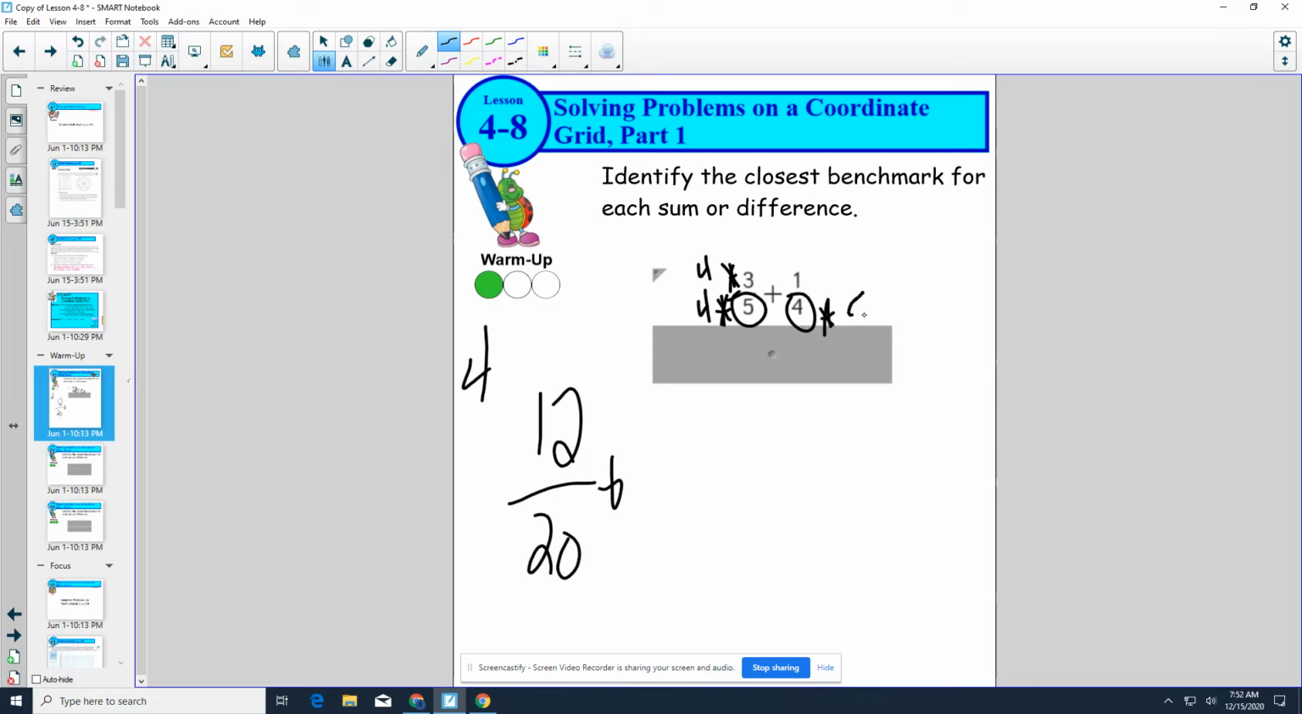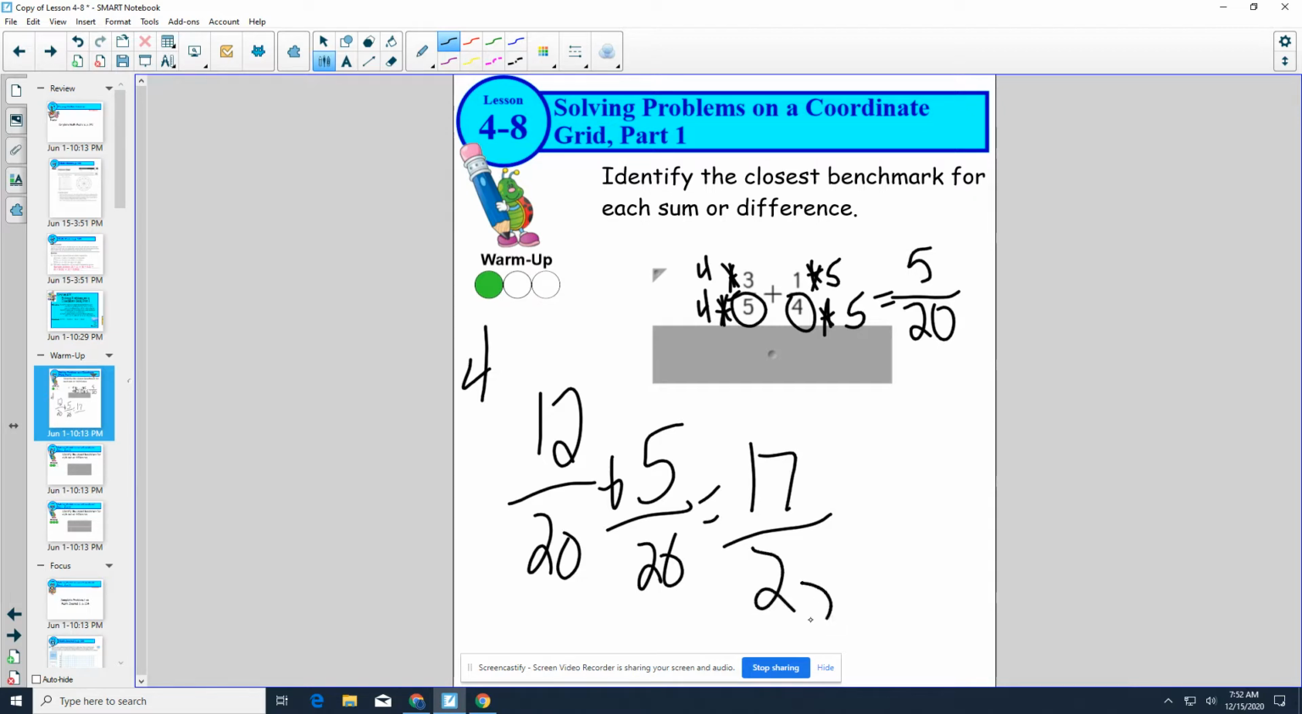And then over here, I want to do the same thing. I want a denominator of 20. So I multiply the denominator and the numerator by 5, and I get 5 20ths. Then I can add those two together, and I get 17 20ths. Okay, so that you can do that one on your own there.